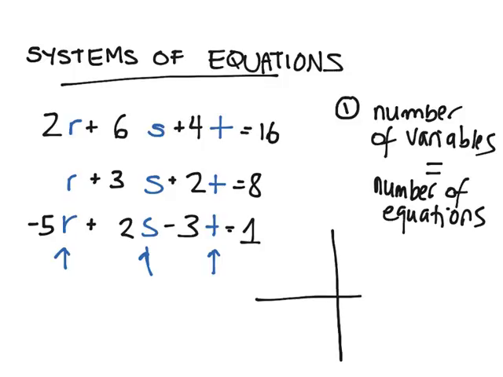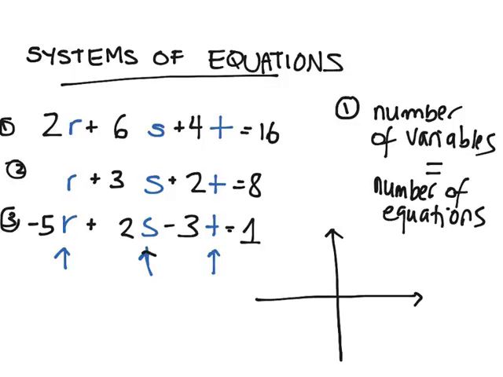Okay, now, what is the solution? We learned what the solution is. The solution is the specific value for all three of these variables that will make all three of these equations true. So it would be the value for r, s, and t, which would hold for all three equations.